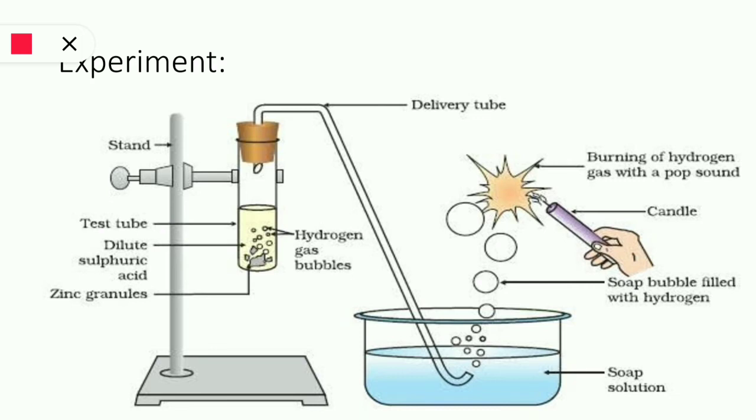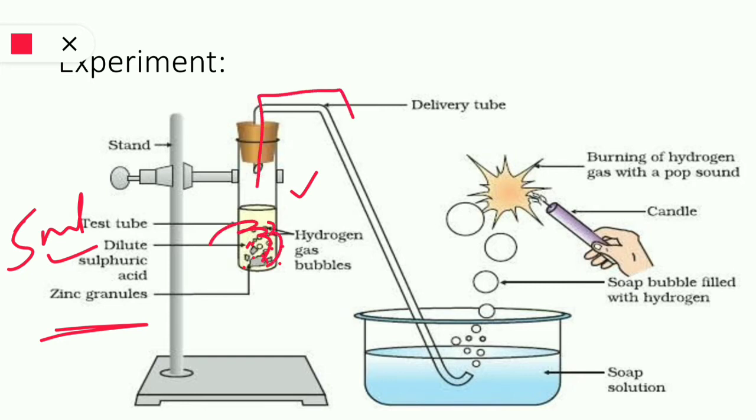So in this experiment we take a boiling tube, children, this is a boiling tube. In that we keep some zinc granules, and dilute sulfuric acid is dropped inside it. Take about 5 ml of dilute sulfuric acid and drop it onto the zinc granules. Then some bubbles are formed here, and they are liberated through this delivery tube.